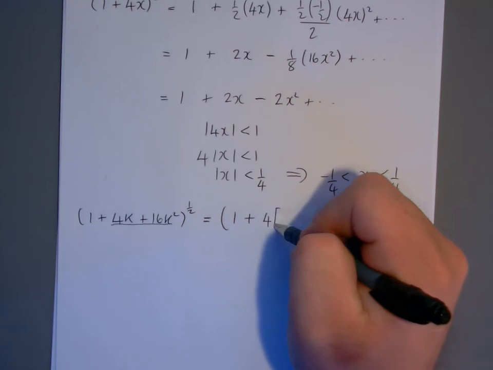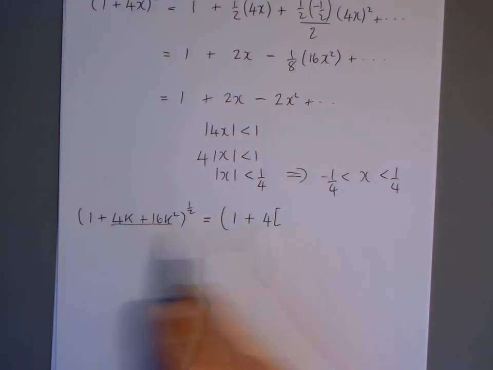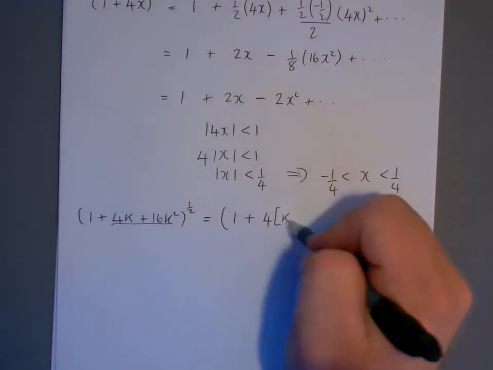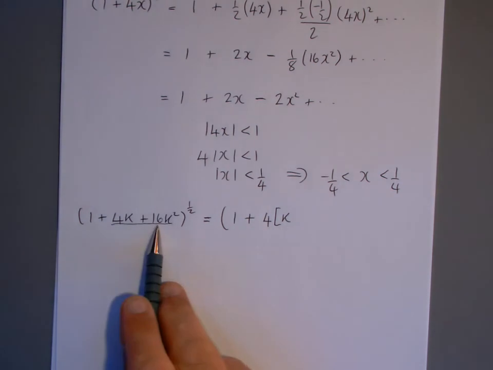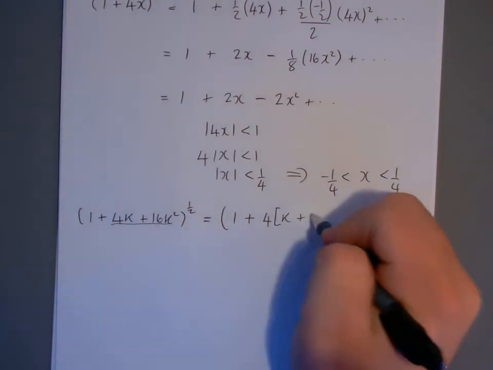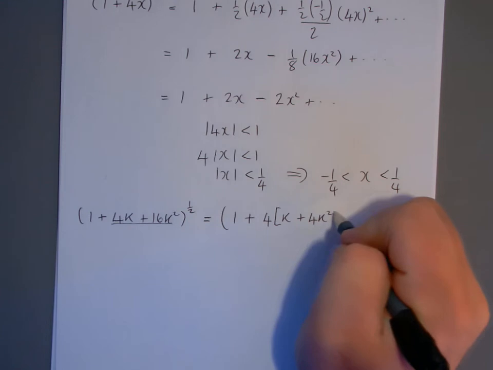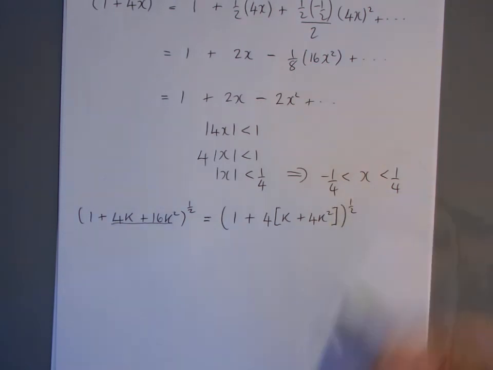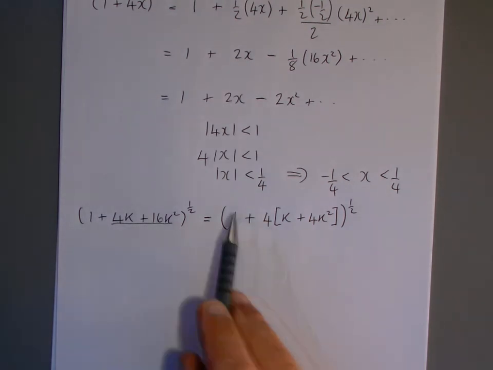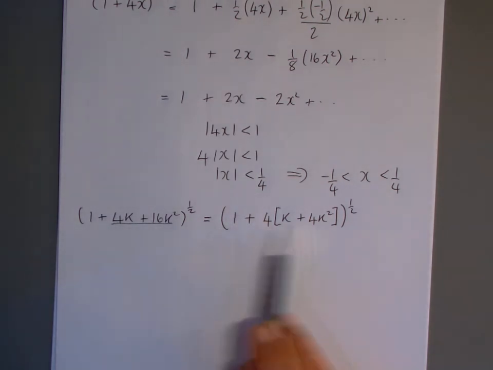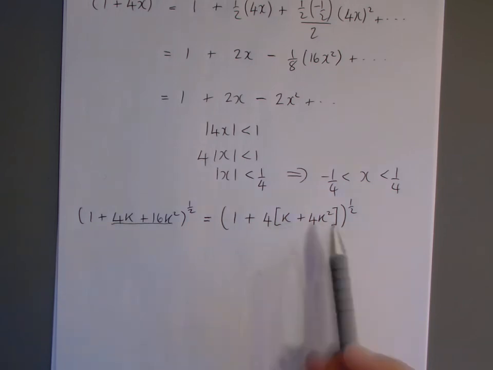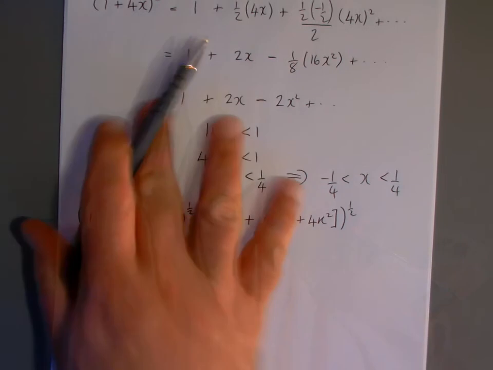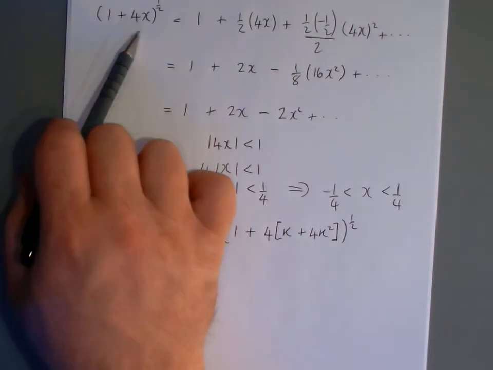Let's use a square bracket. So what do I times by 4 to get 4k? Well, that'll be k. What do I times by 4 to get 16k squared? Well, that would be 4k squared. So I factorized out the 4. And now you'll see that I've got basically a binomial again. I've got a term here and a term here. But by factorizing out the 4, I can now compare it to the expansion I've already got up here.